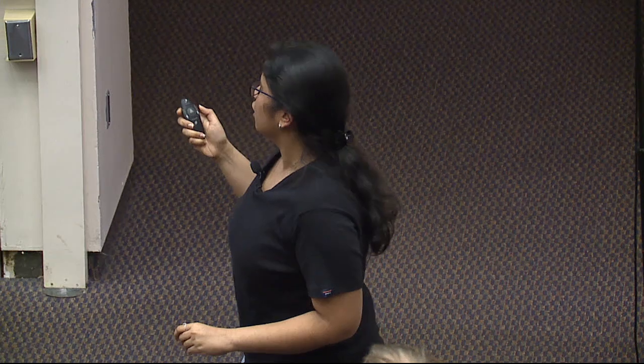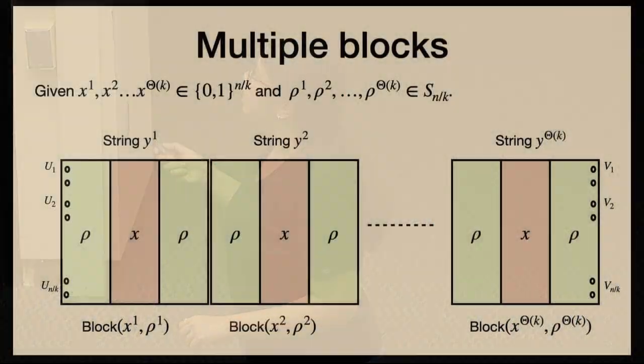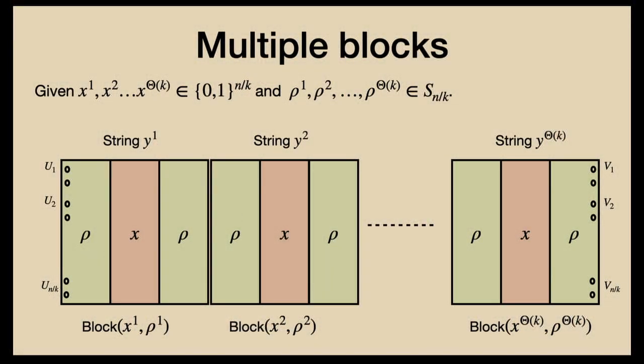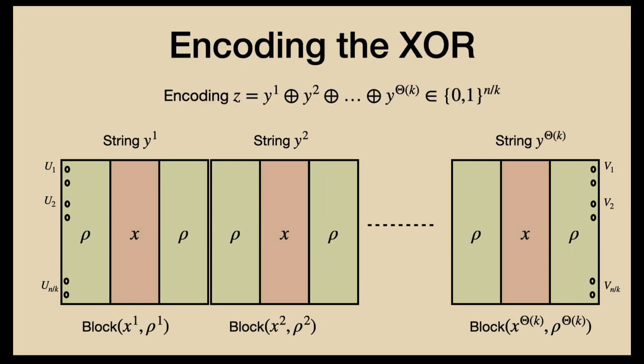All right, okay. So the next step is that I'm going to put multiple of these blocks together. This is also going to have some group here and some group here, which is then going to encode another string. For this, I just have theta of k many different strings, theta of k many permutations, theta of k many different blocks, and you're just concatenating all of them. And after this, what do these different sets encode? It's going to encode the XOR of the different y's I get from every block.